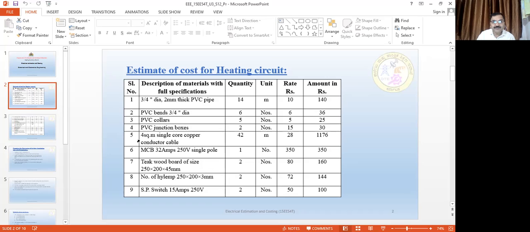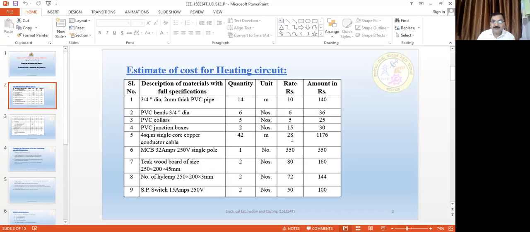Now the cable required for the particular load in the heating circuit: we have calculated the size. So 4 square mm, single core, copper conductor, PVC cable is required. We need 42 meter. The length of pipe is 14 meter, and usually the approximate length of cable required is about 3 times the length of pipe. So when you multiply this length of pipe by 3, we get 42. So this is the approximate length of cable. We need 42 meter.